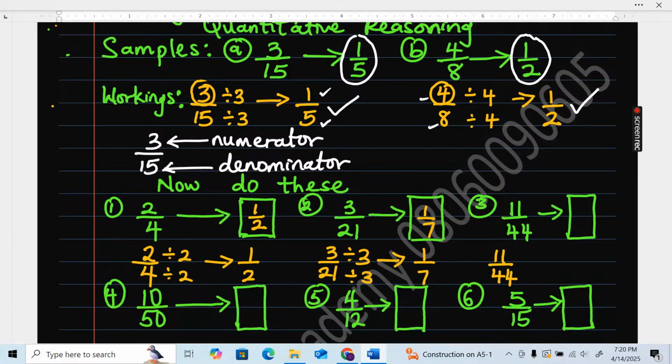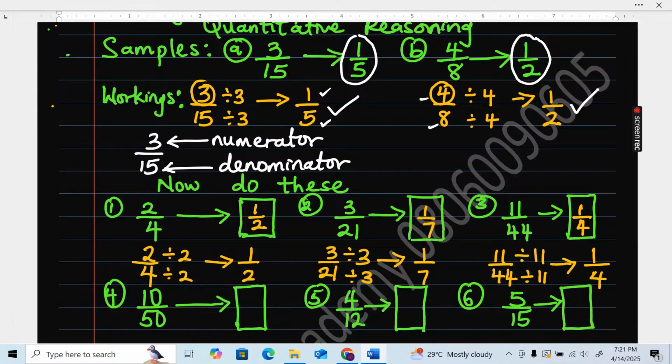Moving on to the next one, which is number 3, I have 11/44. It will be divided by the number that is on top of the line. So that will be divided by 11 and divided by 11. 11 divided by 11 is 1, over 44 divided by 11, that is 4. So the answer is 1/4.